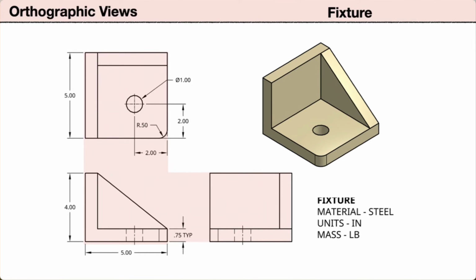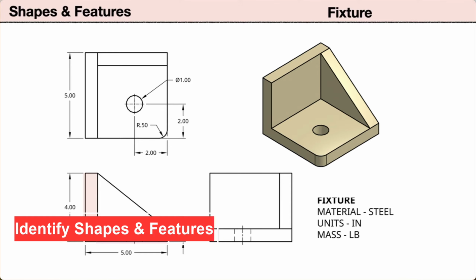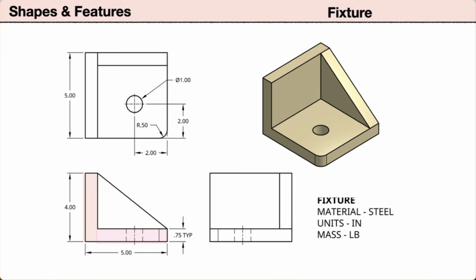Next, the orthographic drawings are shown as flat 2D drawings, representing each of the 3 principal views shown here in third angle projection. In the lower left corner, the front view. Aligned above the front view, the top view. Aligned to the right of the front view, the right side view.